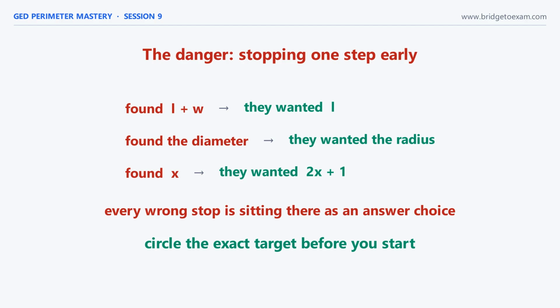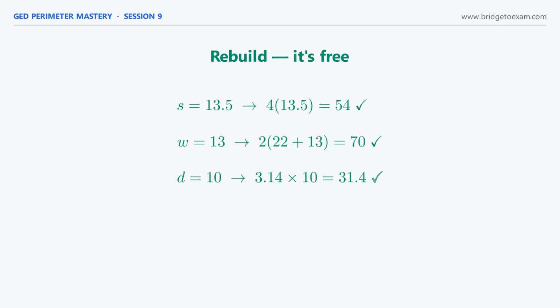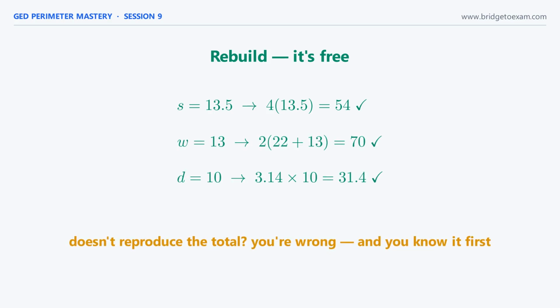So circle the exact target before you start. Then verify, because backward problems hand that to you free. Rebuild the perimeter from your recovered dimension. If it doesn't reproduce the given total, you know you're wrong before the test tells you.